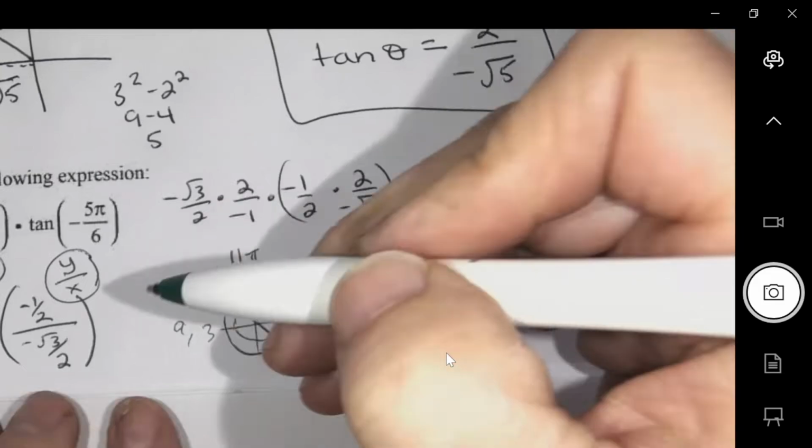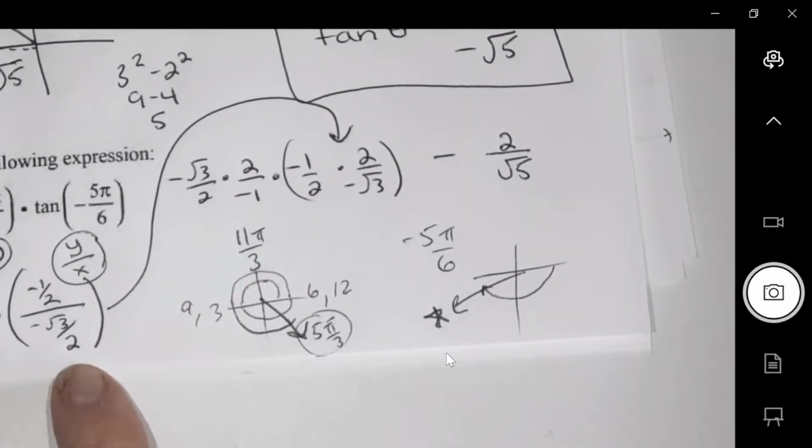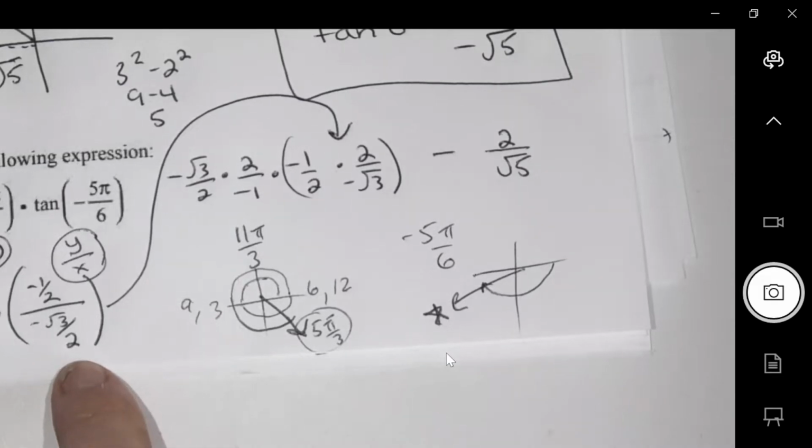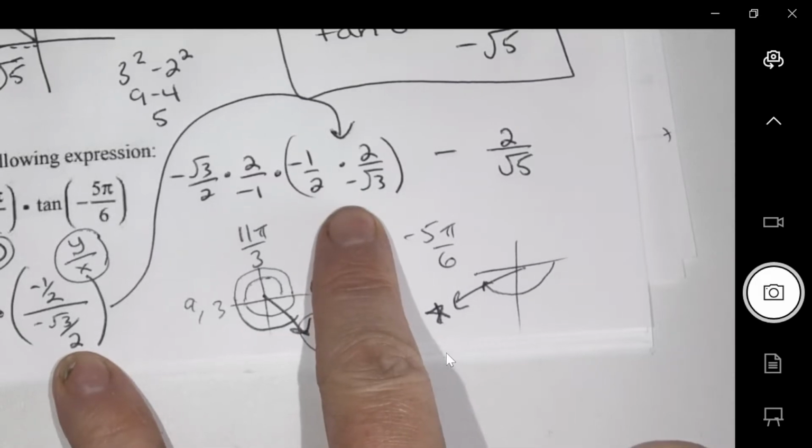Okay, my next step, I had a division, so I changed the divide to a times flip. Are we okay with that? Dividing fractions, I flip and multiply. So I just rewrote this piece.